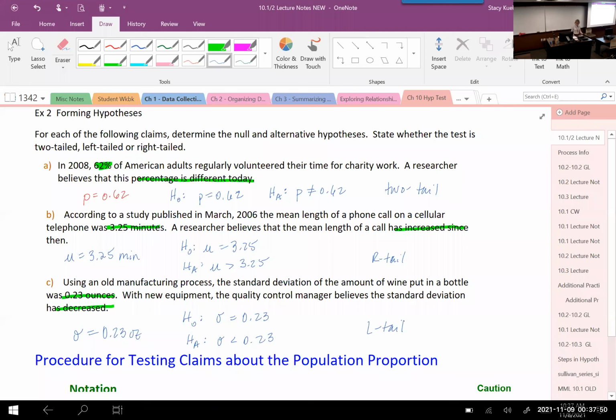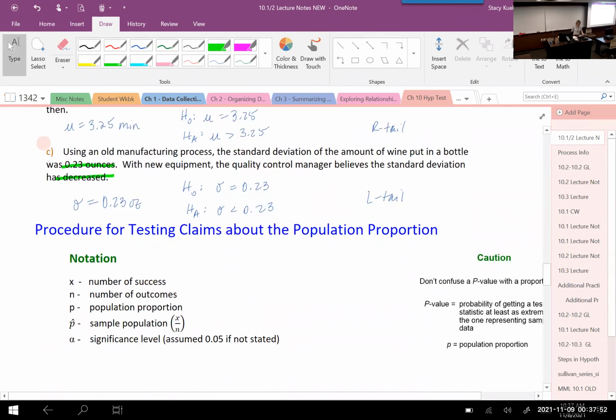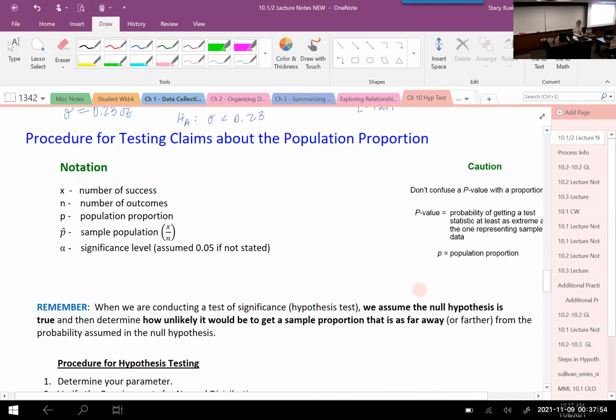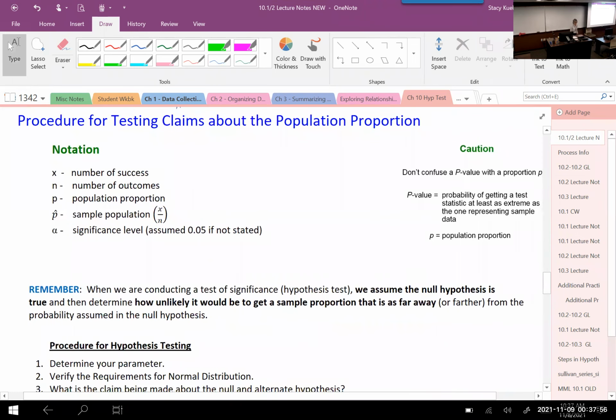All right. So how do I go about constructing the hypothesis test? First of all, since we're focusing today on just proportions, let's be reminded about all of the variables that we use for proportions.